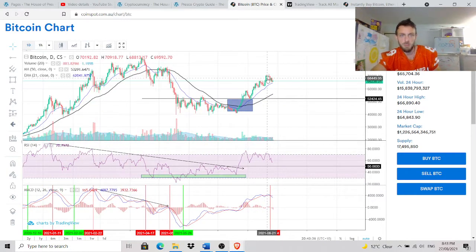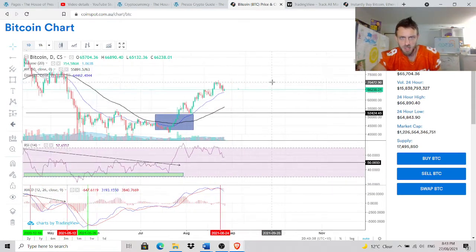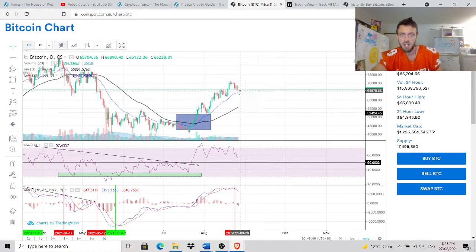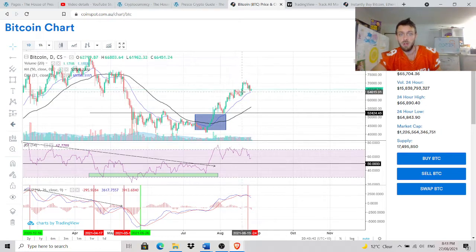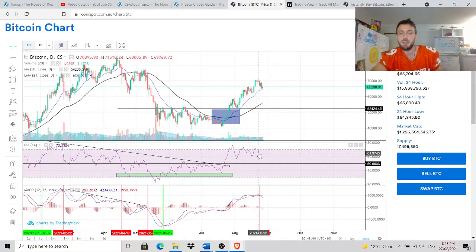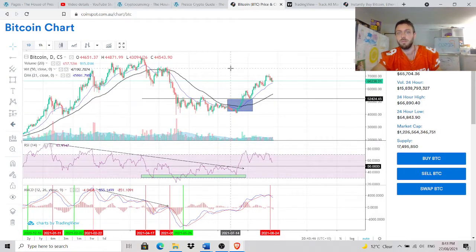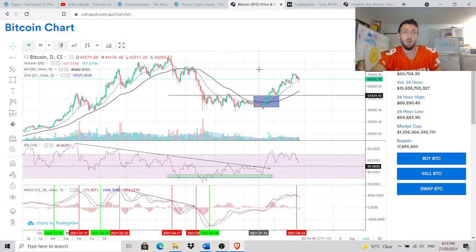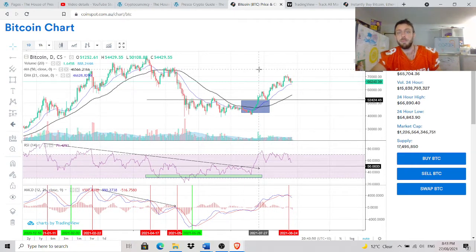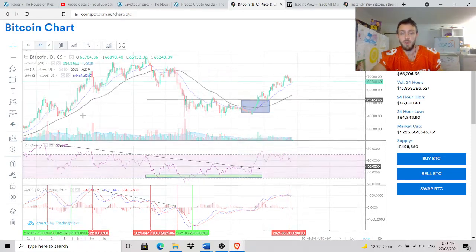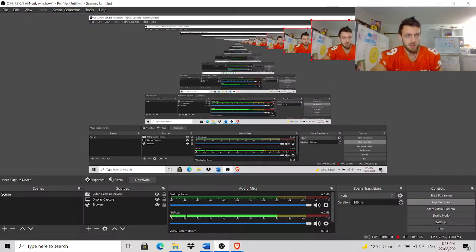So we make this big impulse. I'm still waiting for a pullback. We might see it this weekend. We might just keep taking off from here. I don't know. Looks like momentum is topping out. I really don't know where we're going to go from here. So let's zoom in to the 4 hour. Still there, still recording, beautiful.